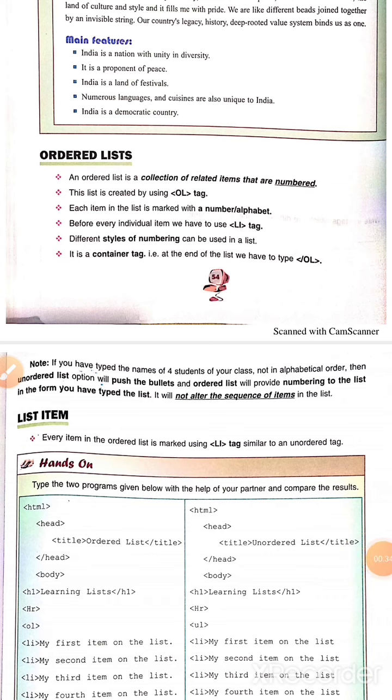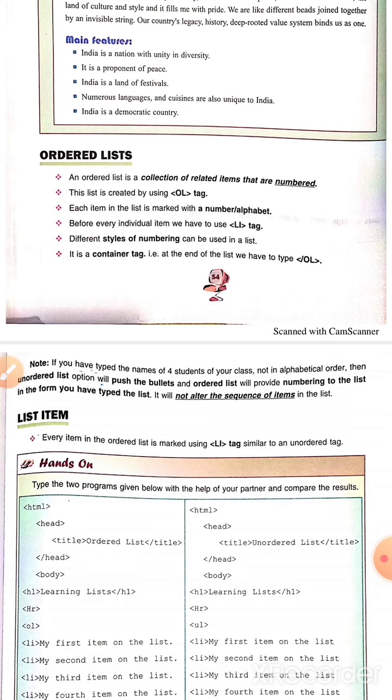Let's move to the ordered list. It is a collection of numbered items, and this type of listing has a proper ordering with numbers or alphabets. This list is created by using the ol tag. The ol tag is used to start an ordered list. Different styles of numbering and ordering can be used.